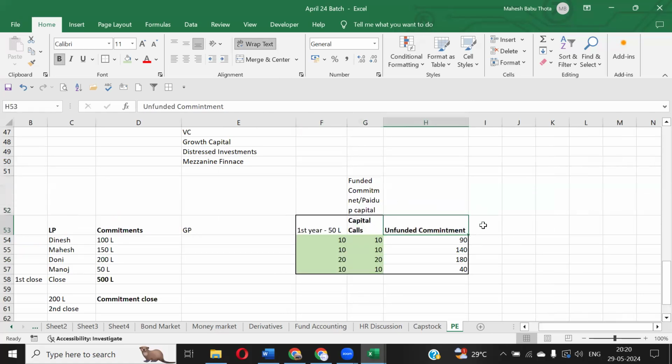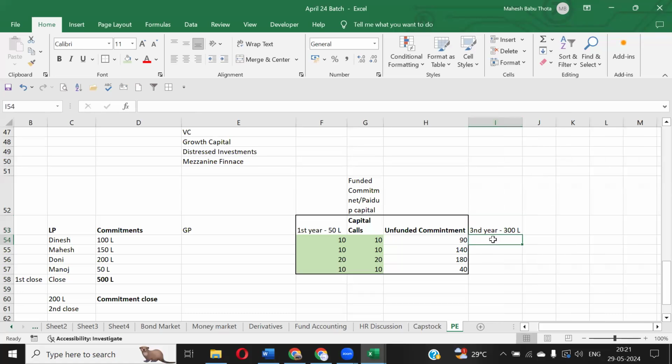In the second year again, or maybe the third year. Let's say the third year, they found again some investment opportunities. In this case, they need a capital of 300 lakhs. So again, they have decided like this.